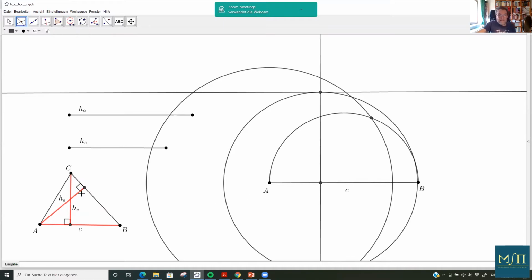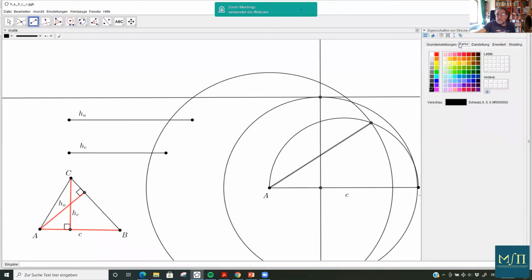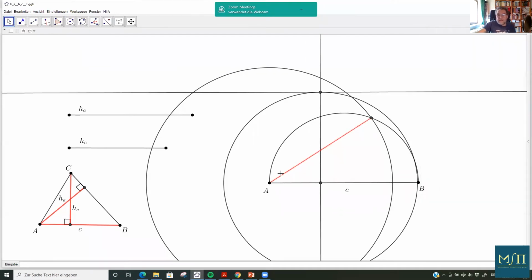So this line segment that we have denoted by HA is the line segment that we have here now. I'll make this red also so that we can see that. So this red line segment is the same as this red line segment HA, and this point is the foot of the altitude on the side BC.